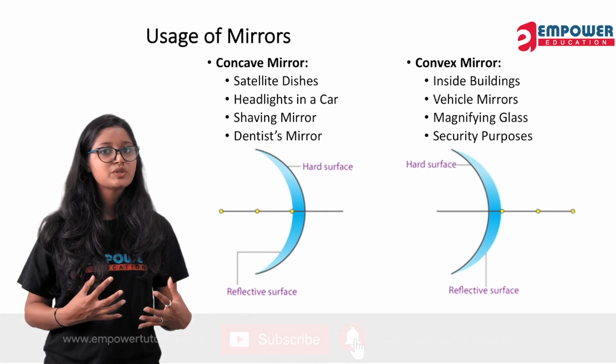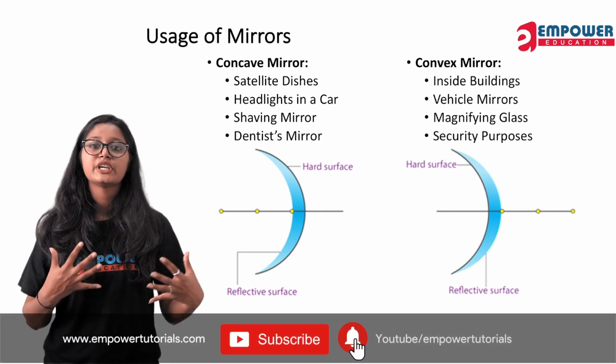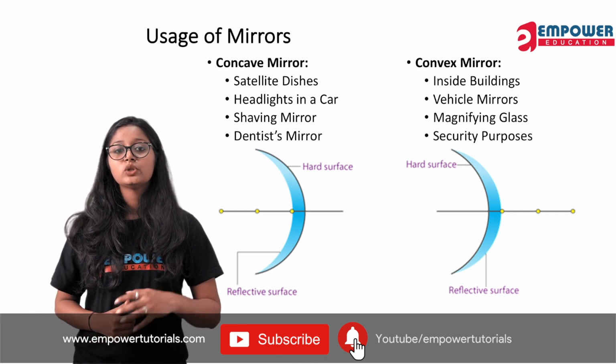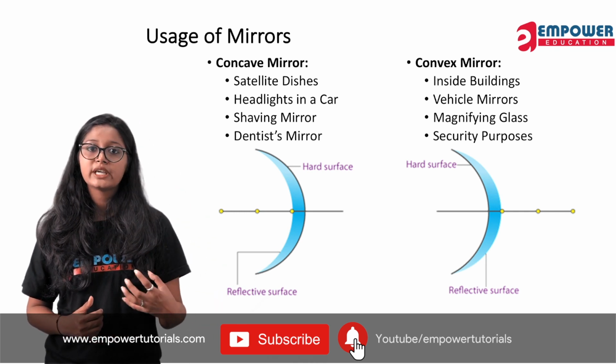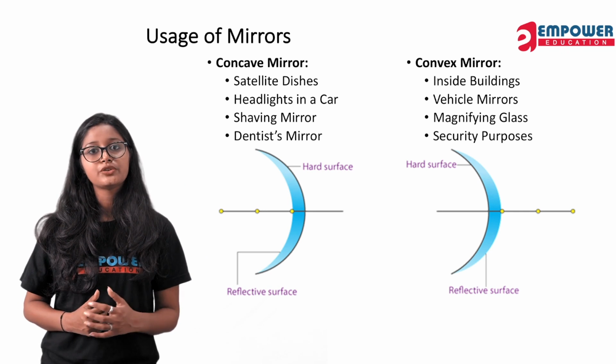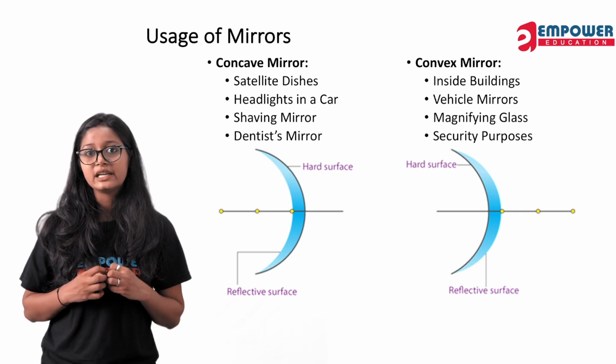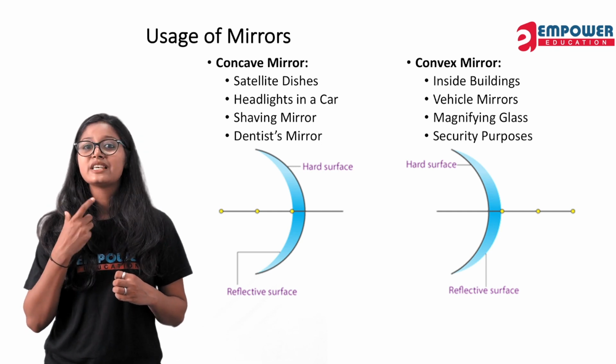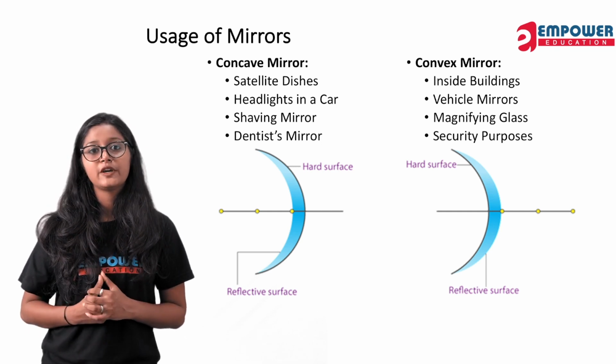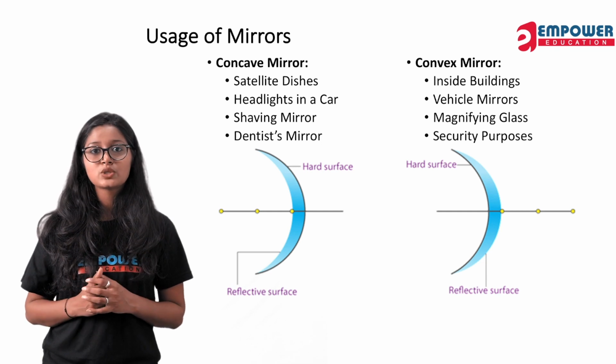Now let's talk about the uses of concave and convex mirrors. You must be using concave and convex mirrors in your day-to-day life. There are certain places where concave mirrors have a large amount of application. For example, if you have ever visited a dentist, the dentist sees your teeth with the help of a concave mirror. Now, why is that so?